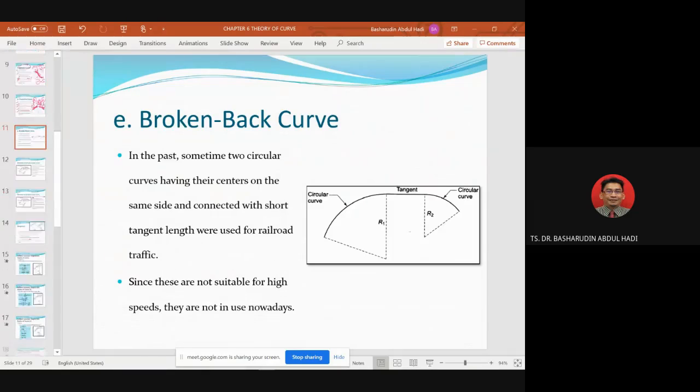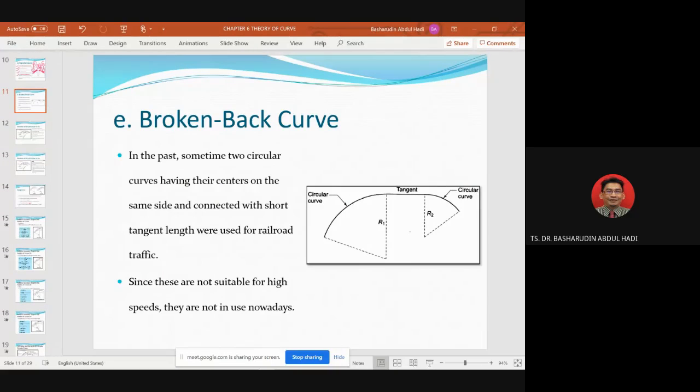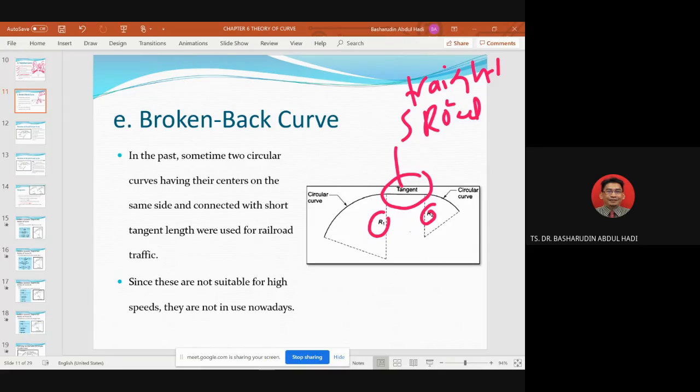Next, the last one, we have a broken back curve. So what can you answer from this diagram? You have two radii, and we connect them with one tangent line. This one may be a straight road. So we have two parts. One is the curve with radius 1, one is the curve with radius number 2. We connect them with a straight line.